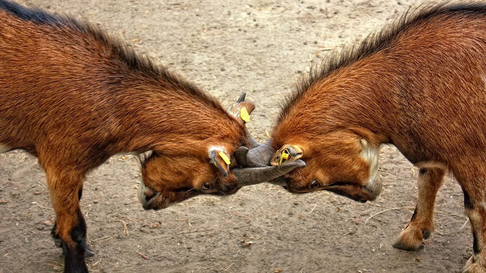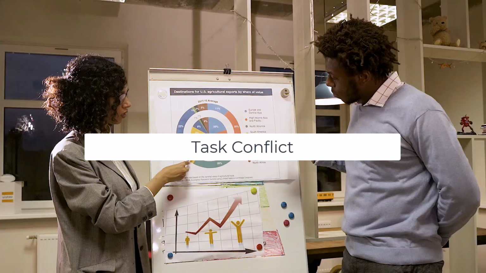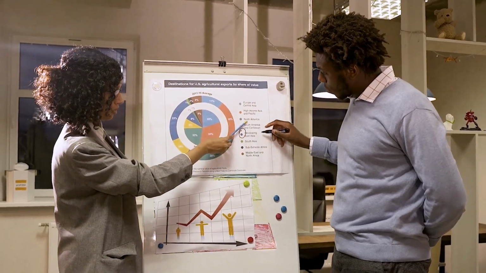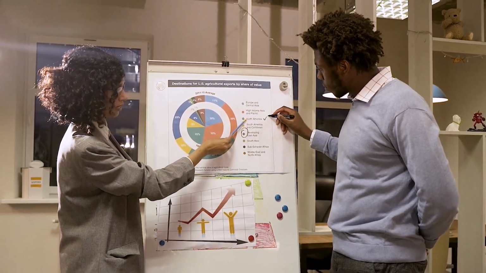In the previous videos, we covered two sources of intragroup conflict: competition and social dilemmas. In this one, you'll learn about other sources. Let's start with task conflict, a disagreement over issues that are relevant to the group's purpose, goals, and work. For instance, members may have different ideas about how a project should be completed.